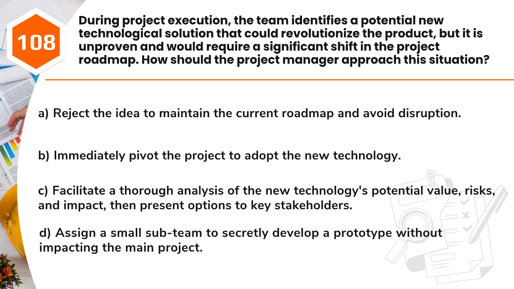Question 108. During project execution, the team identifies a potential new technological solution that could revolutionize the product, but it is unproven and would require a significant shift in the project roadmap. How should the project manager approach this situation? A. Reject the idea to maintain the current roadmap and avoid disruption. B. Immediately pivot the project to adopt the new technology. C. Facilitate a thorough analysis of the new technology's potential value, risks, and impact, then present options to key stakeholders. D. Assign a small subteam to secretly develop a prototype without impacting the main project.